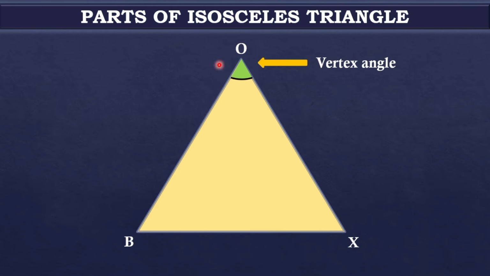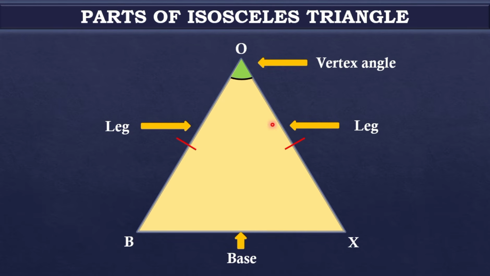So, ano ba yung parts ng ating isosceles? We also have the legs of the isosceles triangle. So, ito po yung legs ng ating isosceles. As you can see, they are congruent. So, the two sides of the isosceles triangle are congruent. And then, we also have the base.